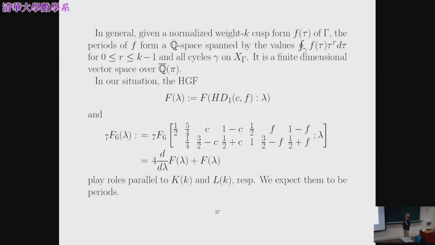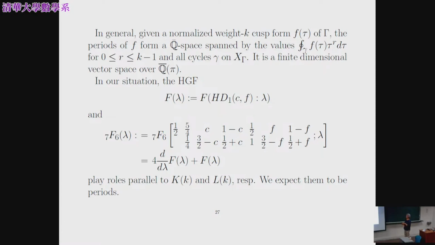In general, when we are given, say, a cusp form, when we say it's a period, we consider this form that we integrate along the closed cycles on X_gamma. We also multiply it by tau to the exponent, which sits between 0 and k minus 2. So that's what we call the periods of modular forms.